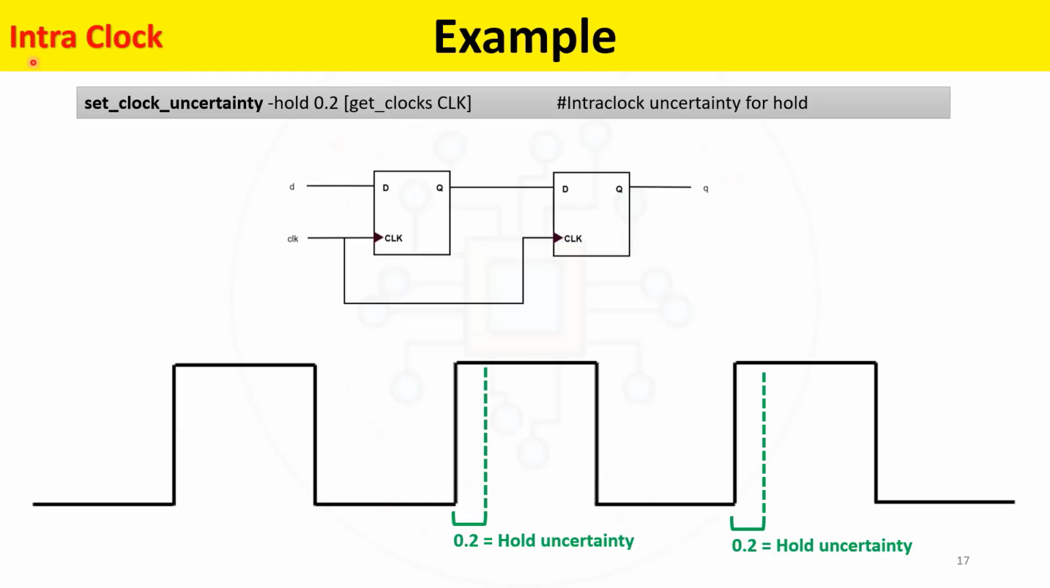Coming to the next example, again we are taking intra-clock, meaning one clock applied to two different clocks. Now here, according to the constraint, we are taking only hold uncertainty. So hold uncertainty is 0.2. set_clock_uncertainty -hold 0.2 [get_clocks CLK].